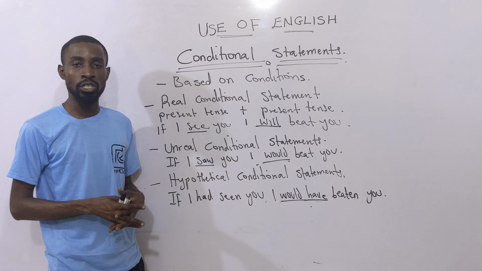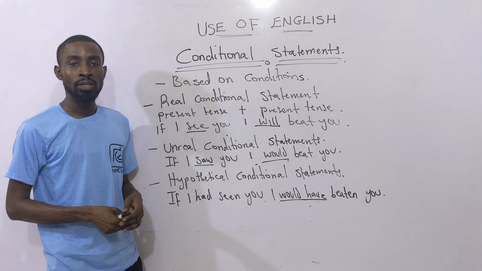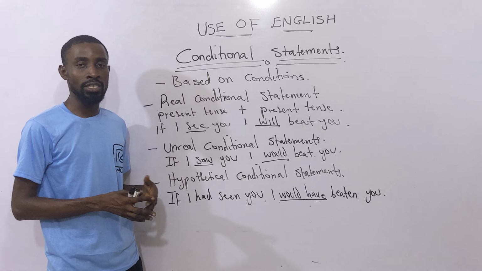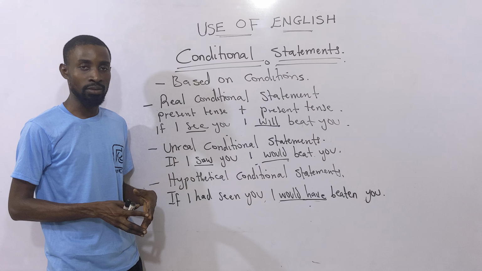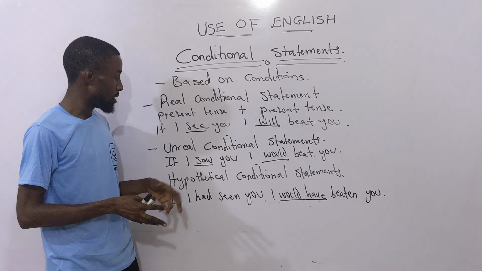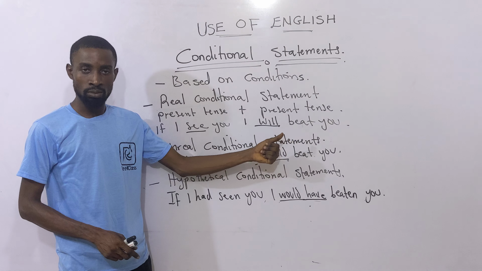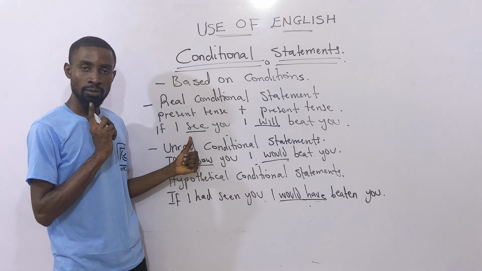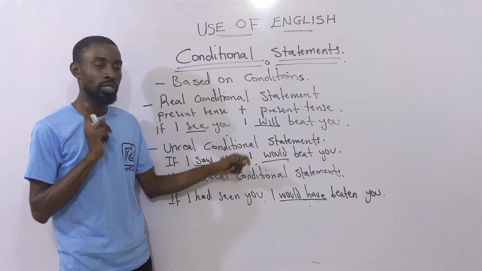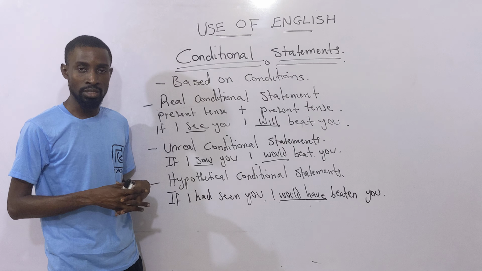See the example I put here. If I see you, I will beat you. That means you are likely going to see the person and you are still likely going to beat the person. So your chances of seeing the person to beat the person are still very bright. If I see you, present tense. I will beat you, present tense. First clause, present tense. Will, second clause, present tense. That is under the real conditional statement.